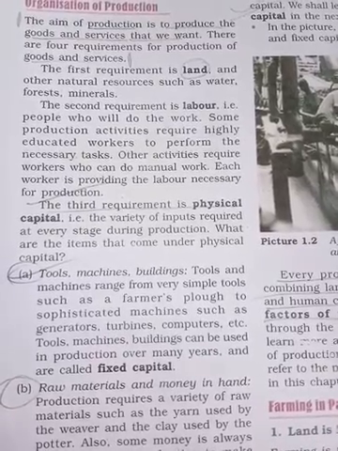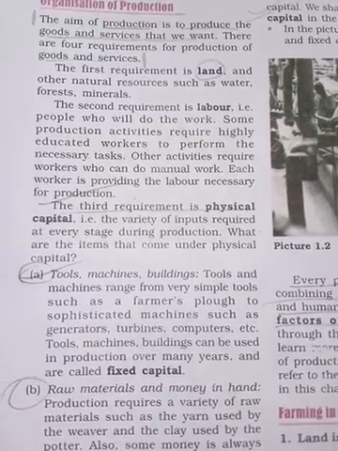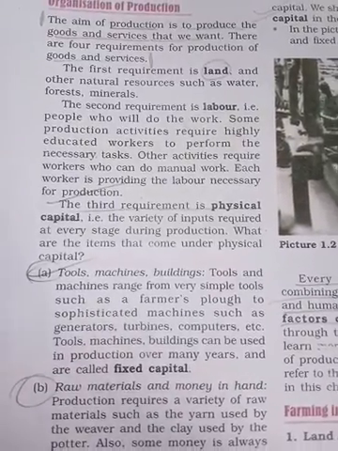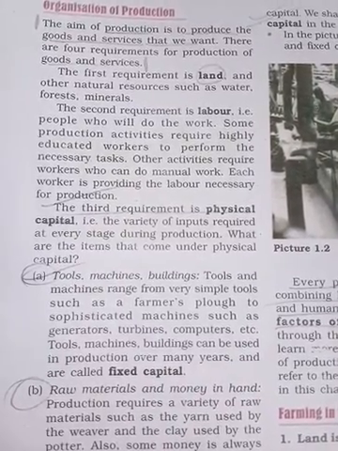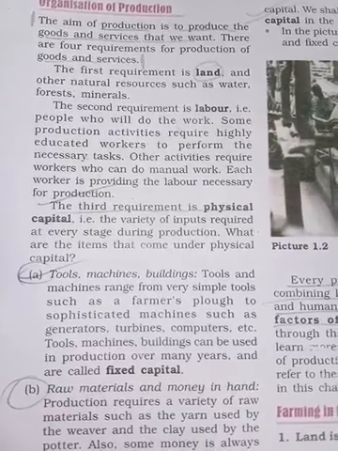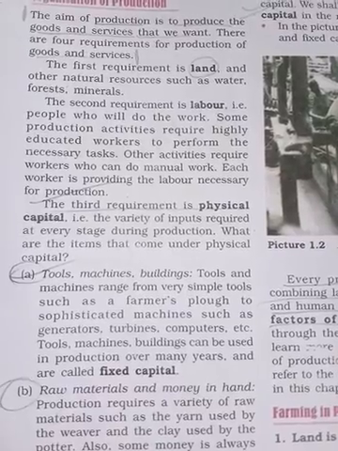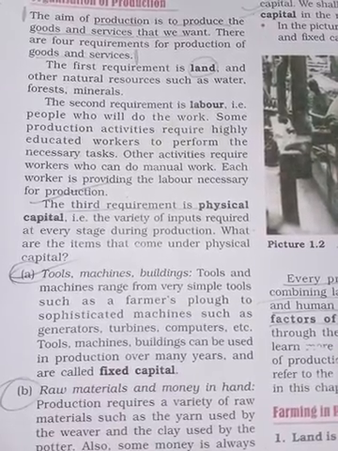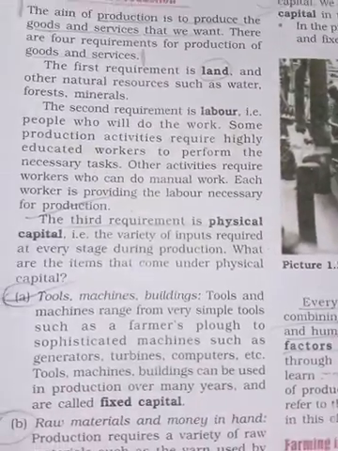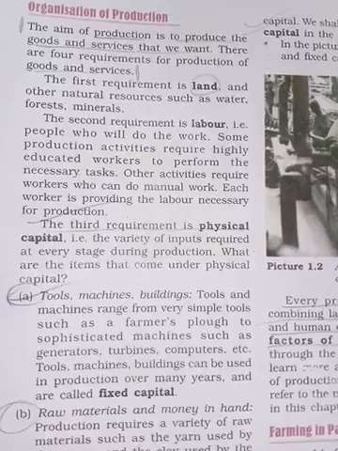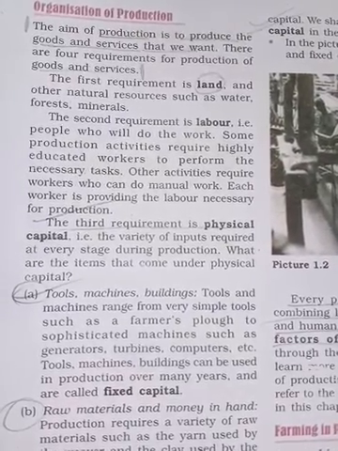And the second requirement is labor. If we have land, that means we need laborers to work in that particular area. So the people who will do work, that is called the labor. Some production activities require highly educated workers to perform the necessary tasks. Other activities require workers who can do manual work. Each worker is providing the labor. That means labor is very important. Why is labor very important? According to their education as well as their skills, they are getting jobs.